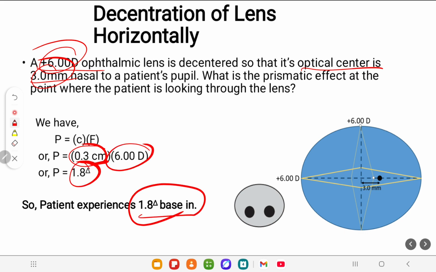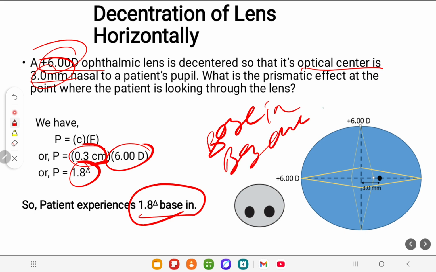And base in is centrally important to discuss, prismatic effect with base in, base out, base down, and base up. These are the four things we have to understand. It's very important from the orthoptic point of view and from the dispensing point of view. So I'll make another video in the future on how to deal with base in, base out and all these things, maybe in a dispensing series or maybe in an orthoptic series, but it will take time.